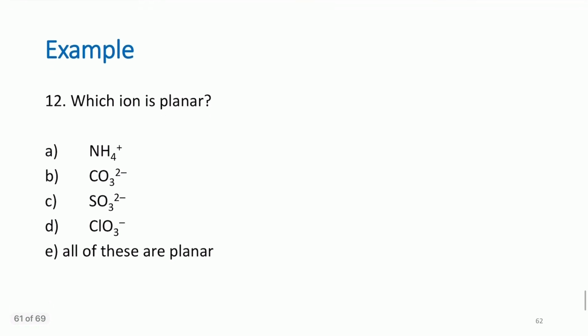Which ion is planar? NH4 plus, CO3 2 minus, SO3 2 minus, or ClO3 minus? Or are all of these planar? First, you should know the names of these, right? They are polyatomic. So let's go ahead and look at ammonium first.